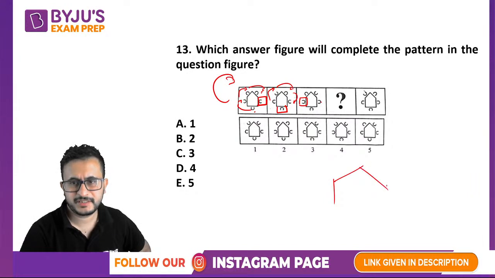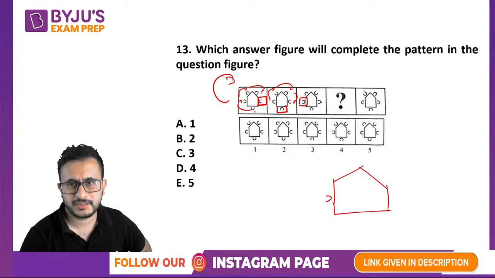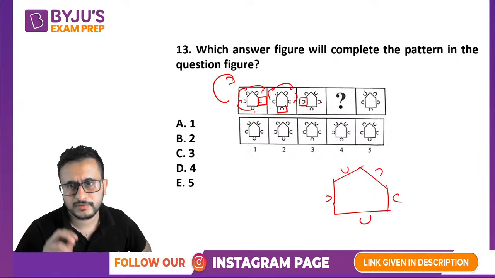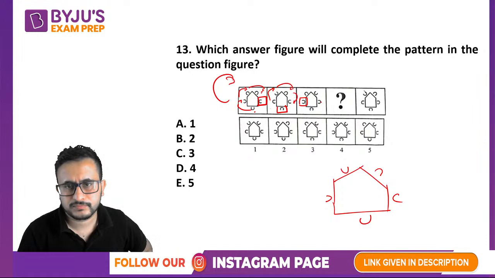ठीक है, इसे fix कर लेते हैं. So if we fix it this way, this will be this side. ये बाहर वाला ऐसे आना चाहिए. ठीक है, then this inside, then this outside, then this inside. Is there any option like this? That is option 2, na?